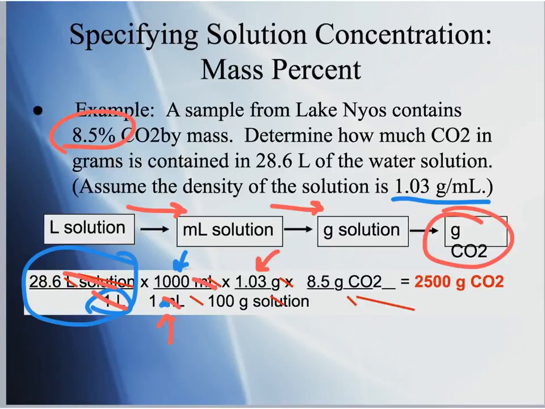And so the last little part is, now that we've got grams of solution, we can use our percent composition of carbon dioxide in order to get to grams of carbon dioxide. So we know that it's 8.5%. That means for every 100 grams of solution, we have 8.5 grams of carbon dioxide. So we're going to use that as a conversion factor. We have our 8.5 grams of carbon dioxide on the bottom and 100 grams of solution on top. That will cancel the other grams. And so when we do all of the math, we'll end up with 2,500 grams of carbon dioxide in the water.